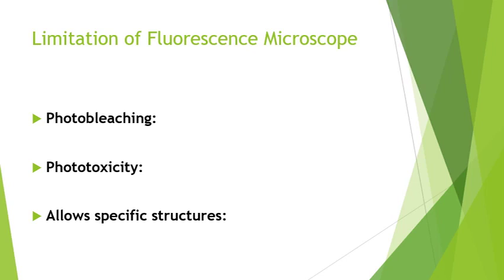The last limitation of the fluorescence microscope is that it allows only specific structures to be seen. All structures can't be covered by the fluorescence microscope. Only specific structures or chemical substances, related to organic or inorganic substances, can be observed through this microscope.